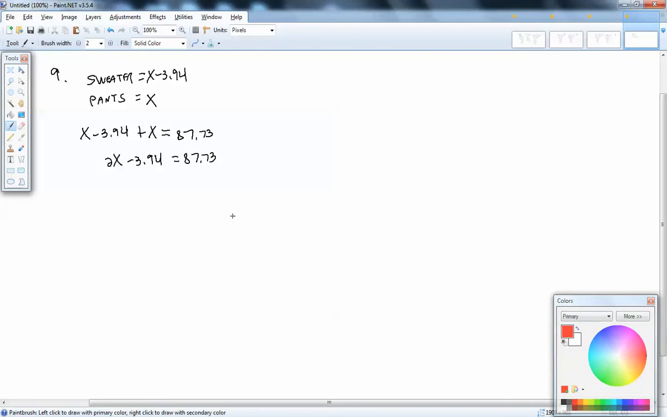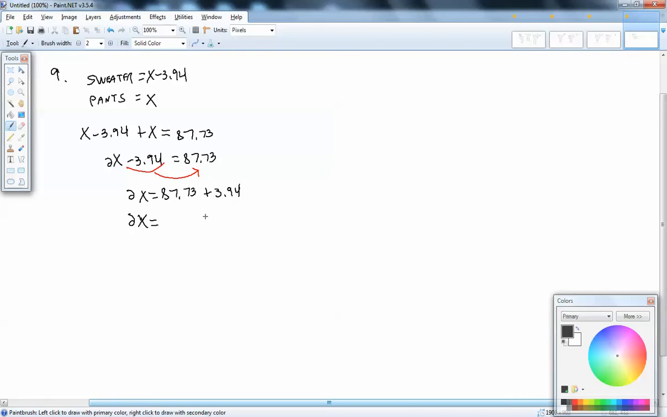First step is get rid of parentheses, don't have any. Second step is get rid of fractions, don't have any. Third step is get everything with an x on one side, numbers on the other. So I'll take that negative 3.94 over to the right side, and it becomes a positive 3.94. I'm not going to screw this up by trying to do it by hand. Let me get my calculator out.